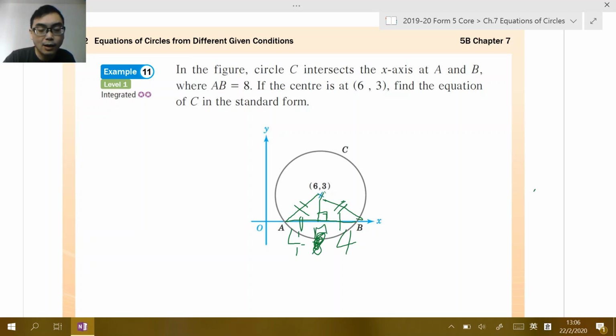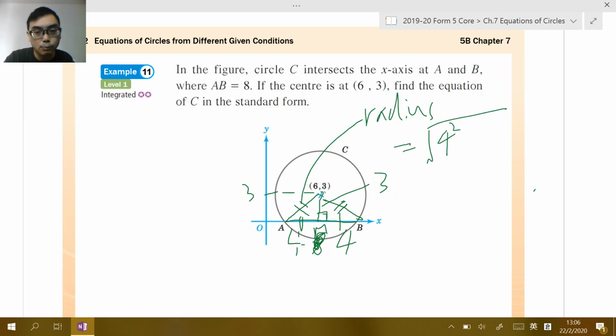After this, because this one is 3, you know that the length of this one should be 3, because the y-coordinate of the center is the vertical distance from the center to the x-axis. So actually you can easily find the radius by using Pythagoras theorem. But you may ask, oh Mr. Wong, do I need to present the reasons of how I get 4 and 3 in the steps?